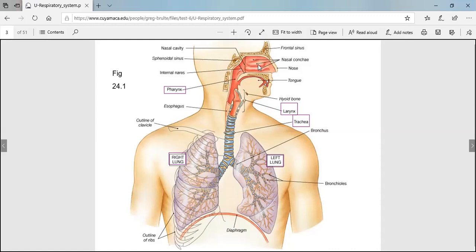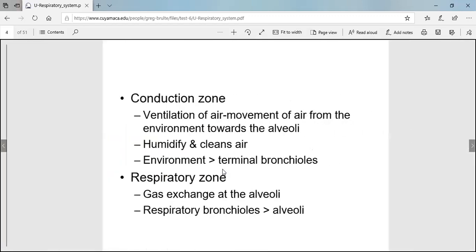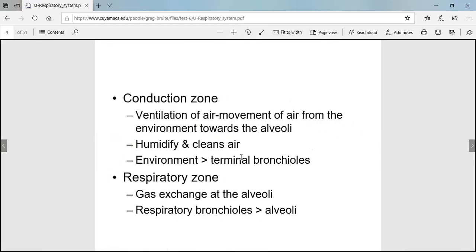So here's just the pieces and parts. You've got external nares, nasal cavity, nasopharynx, oropharynx, laryngopharynx, and then you go down the larynx, the trachea, primary bronchi, and then those diverge into secondary bronchi, tertiary bronchi, and it gets smaller and smaller from there. We'll talk about that. The conduction zone is simply where air is moving. So it's basically where ventilation is occurring, but no gas exchange is happening. Whereas in the respiratory zone, actual gas exchange is occurring. And we'll go a little bit more into this later, exactly where the conduction zone ends and where the respiratory zone begins.